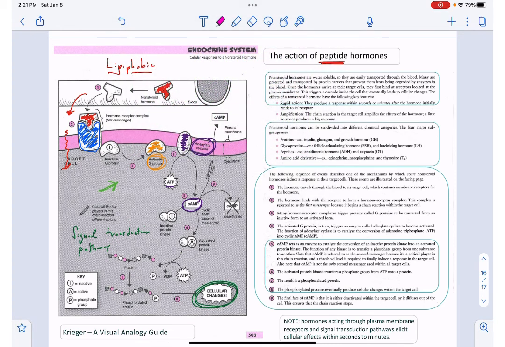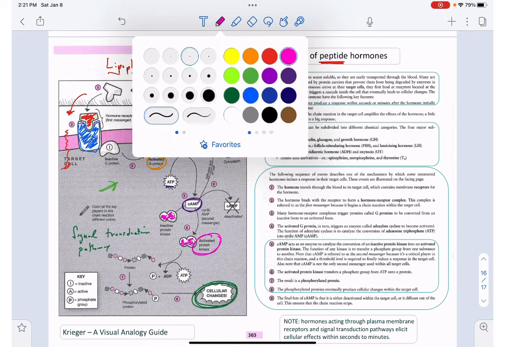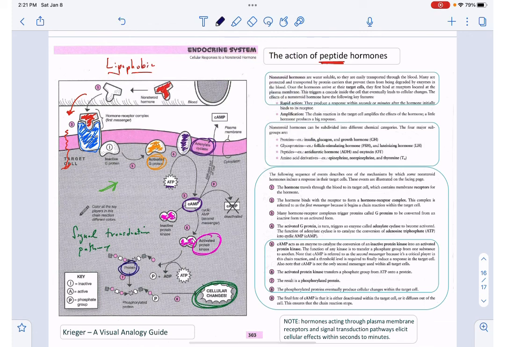At that point, that second messenger is going to take this inactive protein and activate it. It's going to activate this enzyme called protein kinase. And then what this protein kinase is going to do is take a protein and add a phosphate molecule onto it. It's going to phosphorylate it. So here we have a phosphorylated protein.